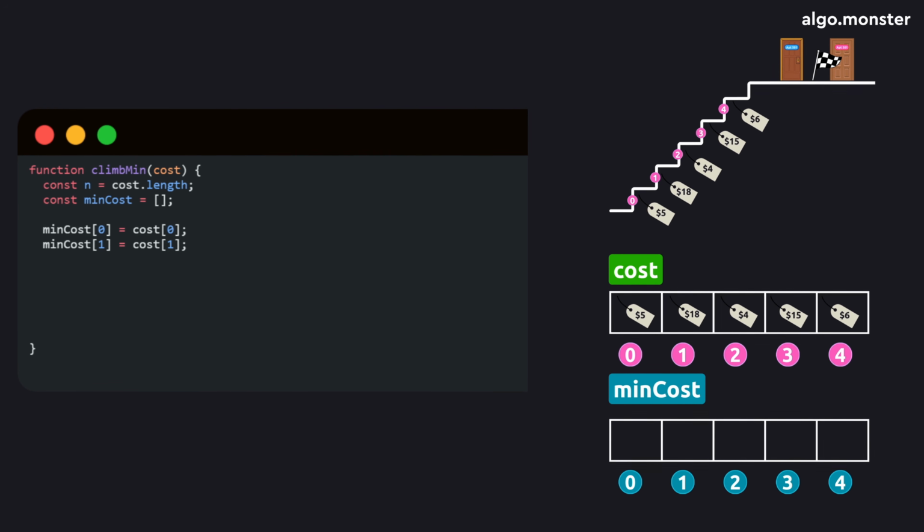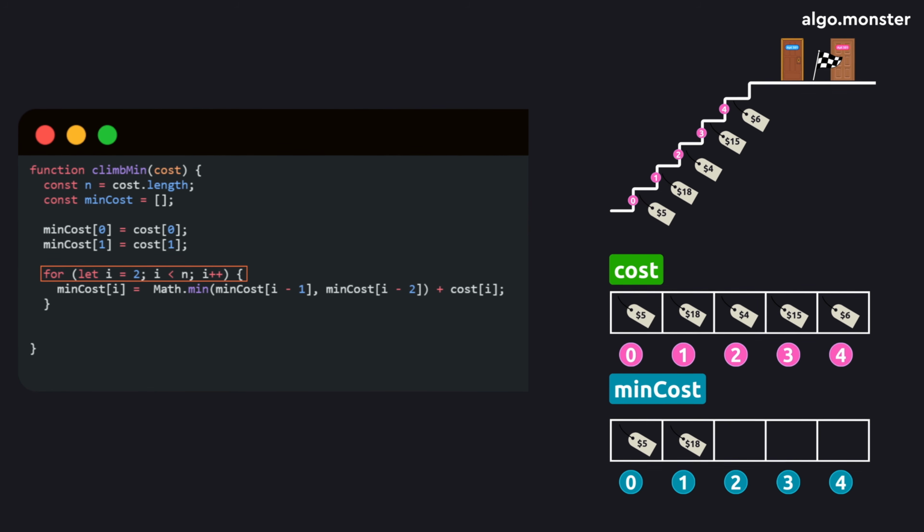Now come the base cases. Just like we discussed earlier, the minimum cost to reach stair 0 is simply its own price. After all, we're allowed to start by stepping on it directly. The same idea applies to stair 1, so its price can also be written into the array right away. After that, we compute the remaining values. We go through the stairs starting from stair 2 and move forward, one stair at a time. For each stair, we apply our formula.